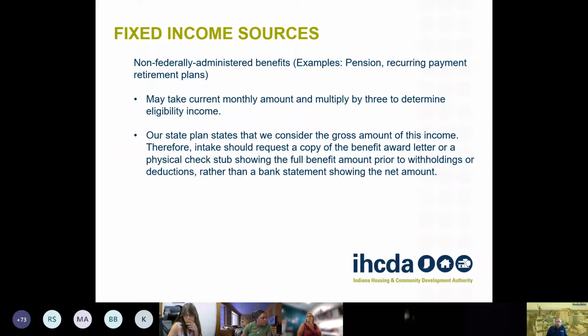It's usually a toss-up whether there are deductions and withholdings taken out from those non-federally administered pensions and things like that. So if they are able to provide it, we should be requesting it. And if they aren't able to provide that, just note that in the case file.